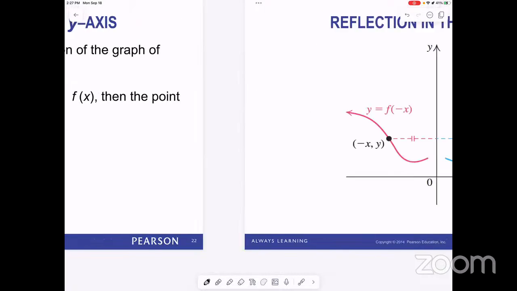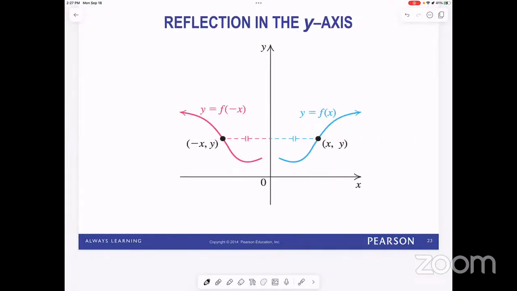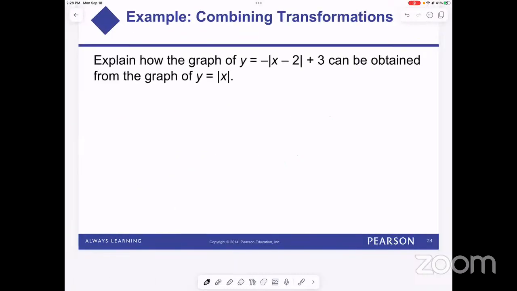Okay, so here's an example where if we multiply the inside by a negative, it flips horizontally over the y-axis. Again, our y values stay the same, but the x's go from positive x to negative x. Okay, so explain how this graph can be obtained from the graph of y equals absolute value of x. So we should be comfortable with this basic shape by now, absolute value of x, right? We had that one a moment ago. That basic shape is going to be a V.